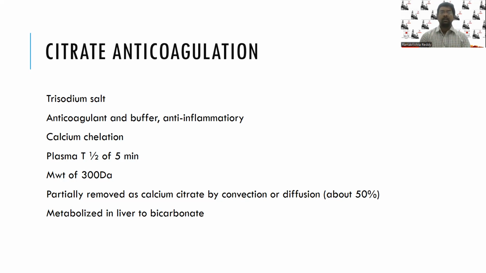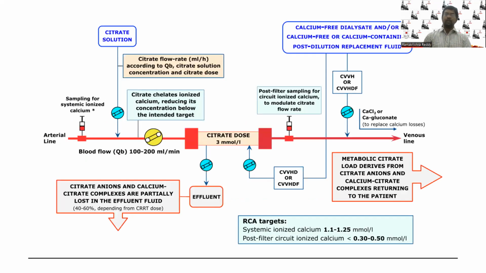As I said, citrate is metabolized in the liver to form bicarbonate. Other organs where citrate can be metabolized are the skeletal muscle and the kidney, but predominantly it is the liver where citrate is metabolized. If you see this circuit diagram, the blood is drawn from the patient through the pump at the rate of 100 to 200 ml per minute, and the blood is driven to the filter. And see, before the pump, there is citrate solution added to the circuit.